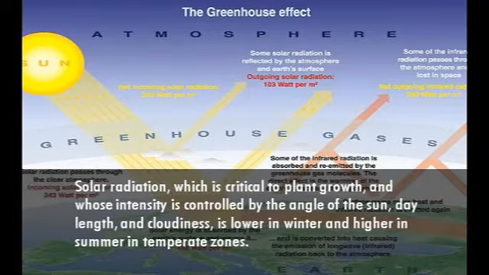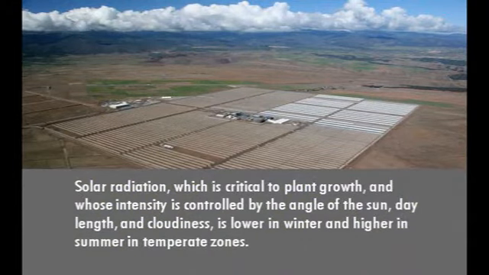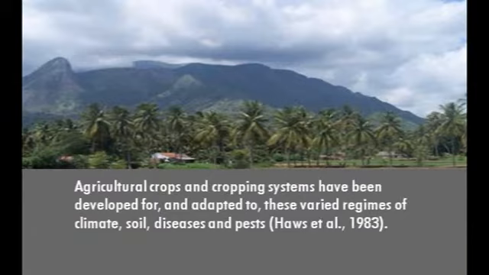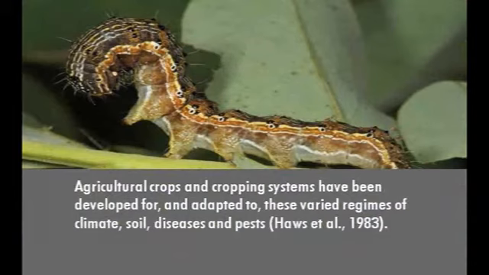Solar radiation, which is critical to plant growth and whose intensity is controlled by the angle of the sun, day length, and cloudiness, is lower in winter and higher in summer in temperate zones. In the tropics, solar radiation is often limited by cloudiness during the rainy seasons. Agricultural crops and cropping systems have been developed for and adapted to these varied regimes of climate, soil, diseases, and pests. Hawes et al. 1983.